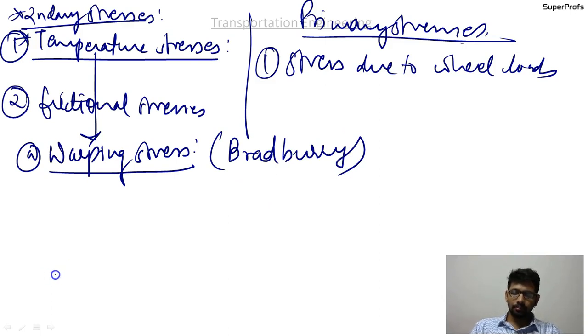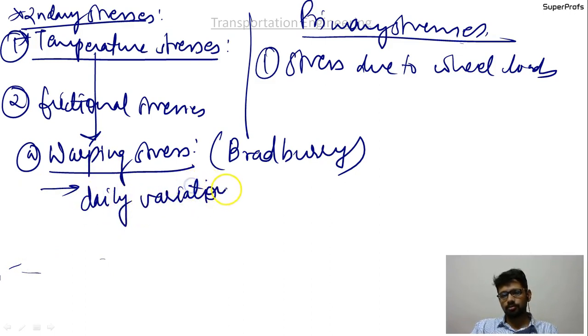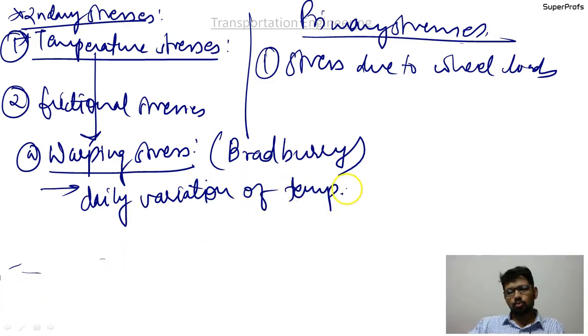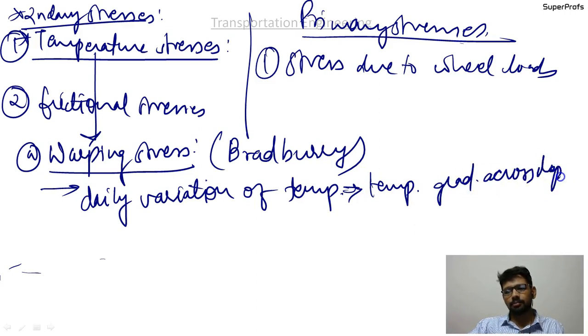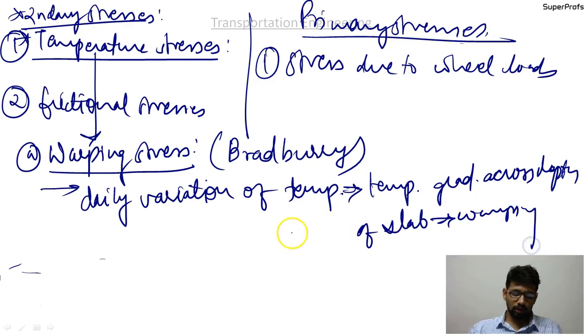What happens is that warping is because of the daily variation of temperature. What daily variation does is it causes a temperature gradient across the depth of the slab, and that leads to warping.